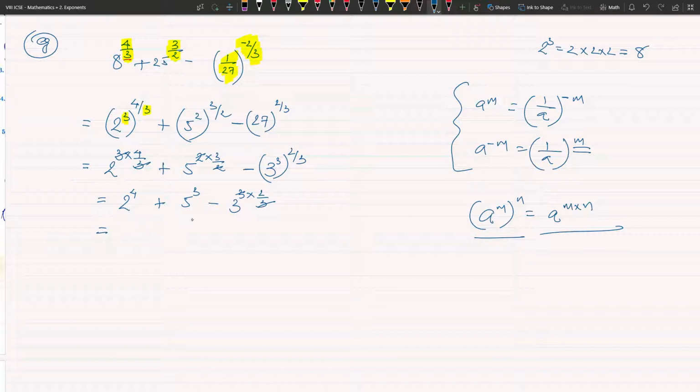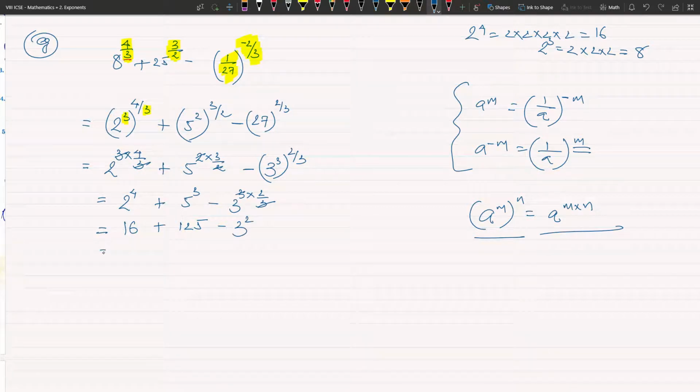2 raised to 4. 2 into 2 into 2 into 2, 4 times. How much is it? 16. Plus 5 cube is how much? 5 into 5 into 5. Also 125. And what is 3 square? 3 square is 9.